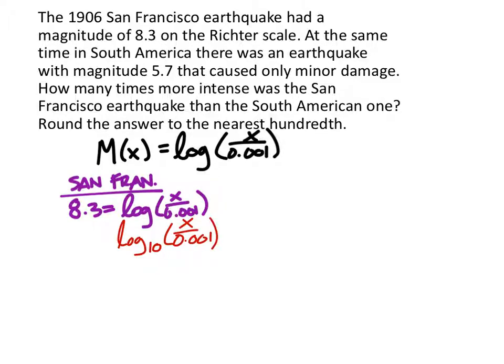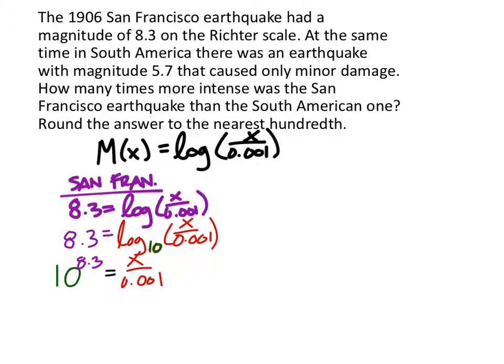All right, now what I want to do is change this into exponential form. So the base of the log is the base for the exponent, which is 10. And its exponent would be that 8.3, because that equals the log. And this would equal whatever it was the log of, and that was x over 0.001.